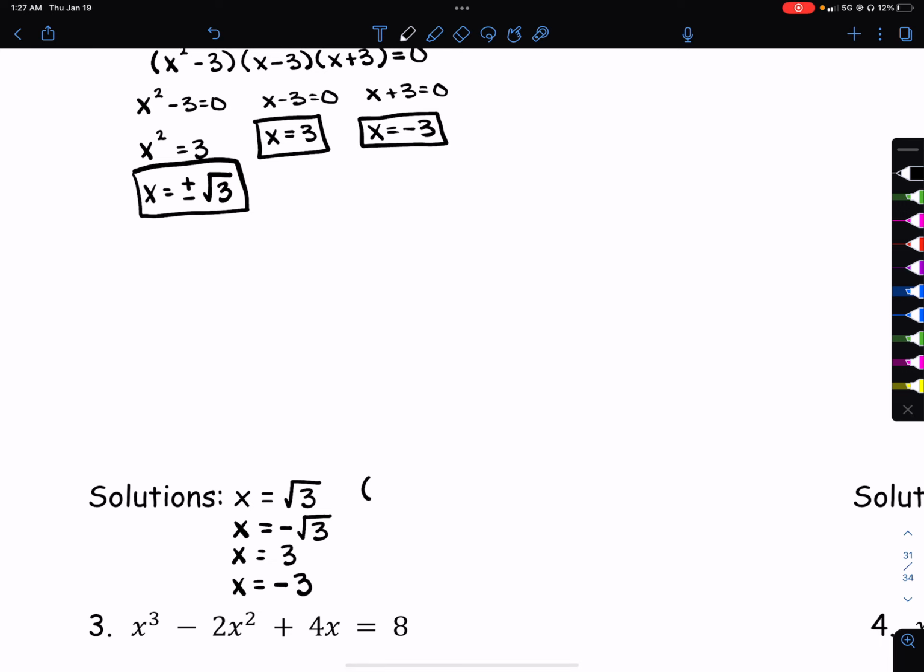That means that it crosses our graph at radical 3 comma 0, at negative radical 3 comma 0, at 3 comma 0, and negative 3 comma 0. 4 solutions to our polynomial.